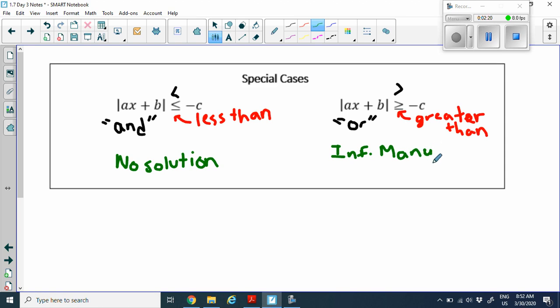And so when we write this in interval notation, because it's infinitely many solutions, we're going to write it as negative infinity to positive infinity. So that's how you'll write your final answer there. Okay, so let's go ahead and start our first problem.